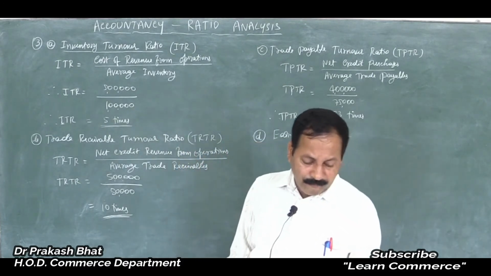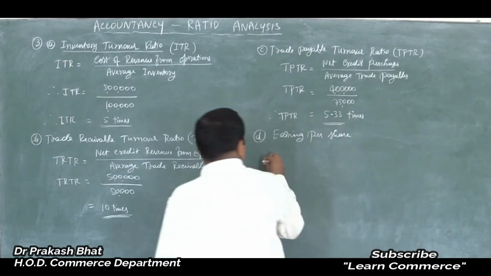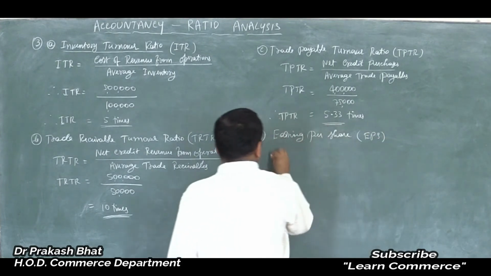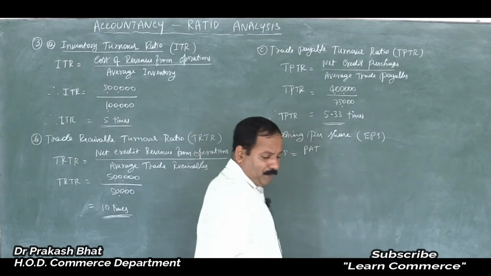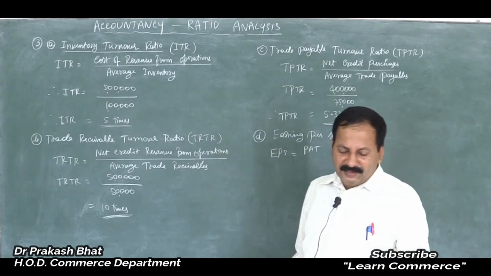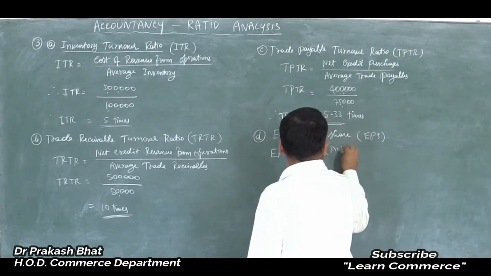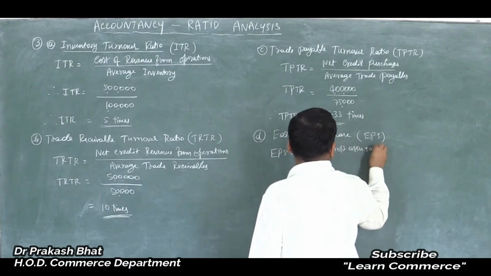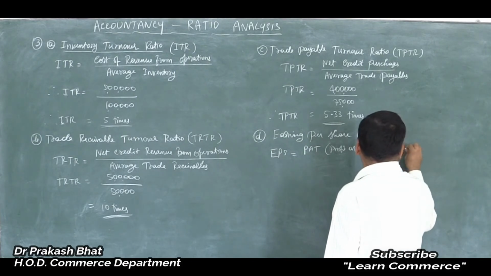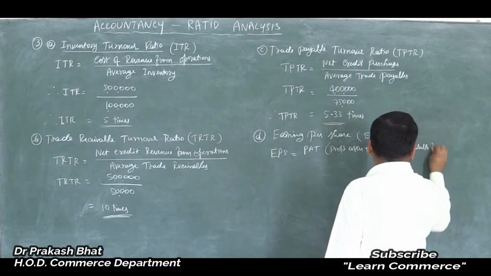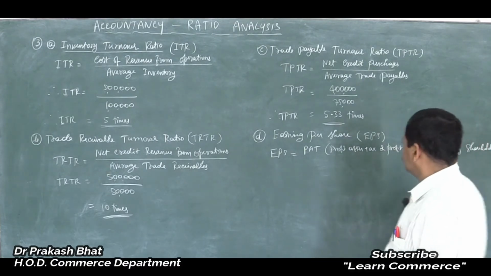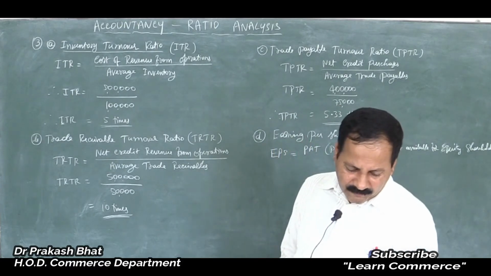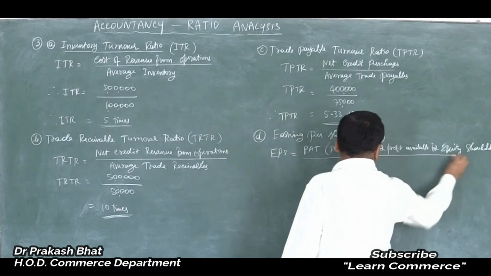Very simple it is. So write the formula. Earning per share, EPS, is equal to PAT, that is profit after tax, or profit available for equity shareholders after tax, divided by number of equity shares.